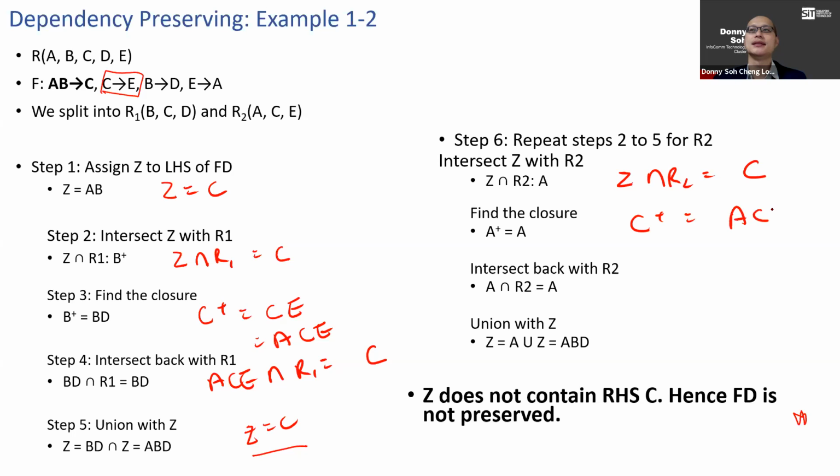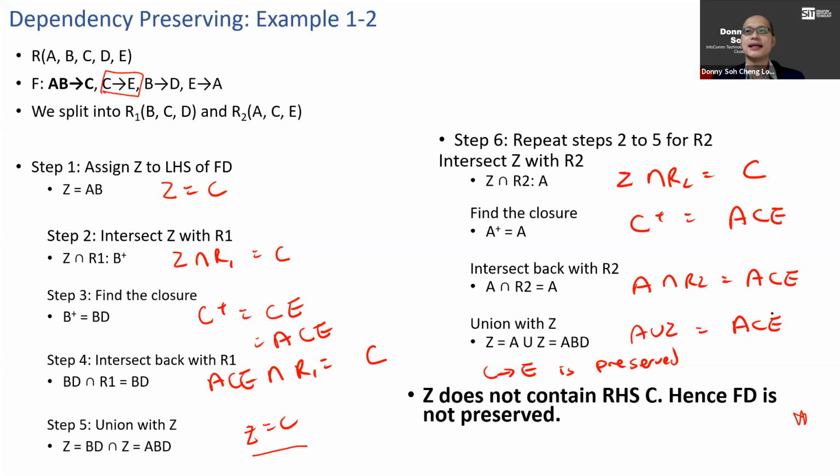ACE once again. I intersect this back with R2, and I'll get A C E. I union this with Z, it will be ACE, and so I can conclude that C imply E is preserved because the right hand side E is in my Z.